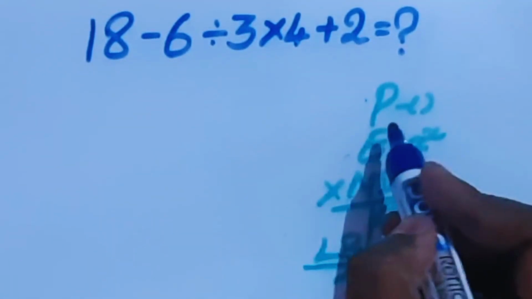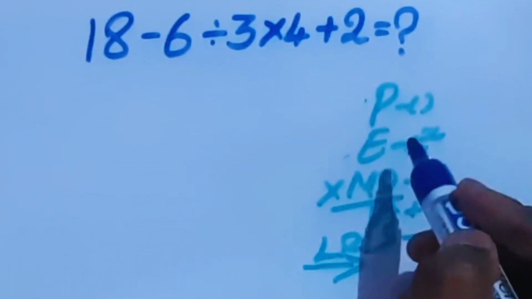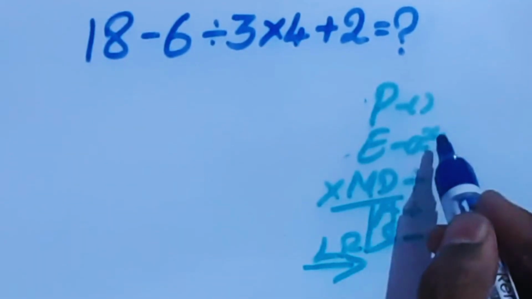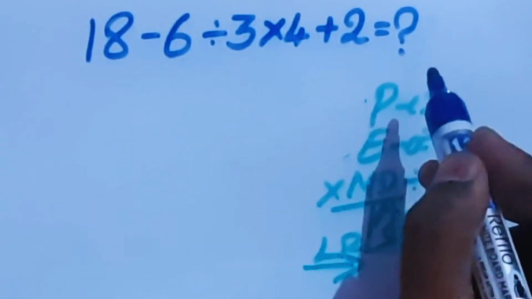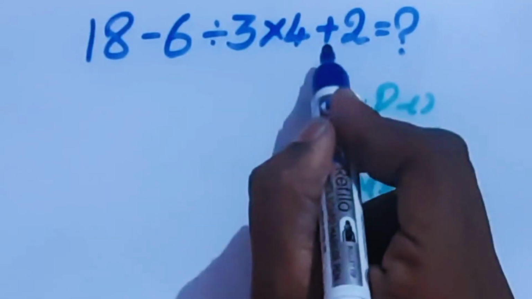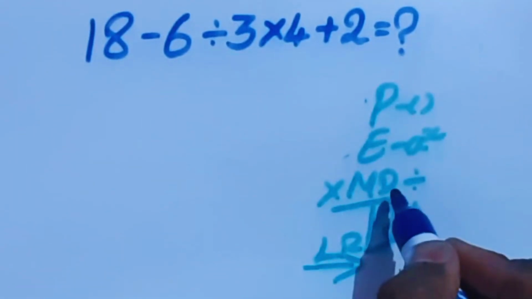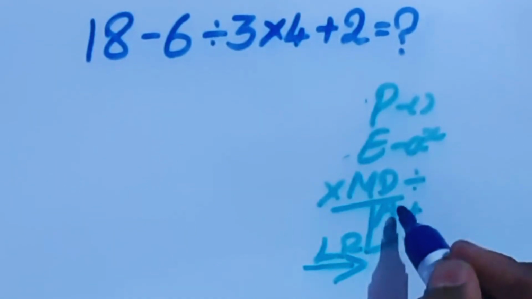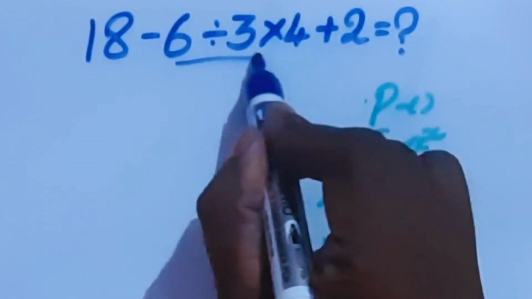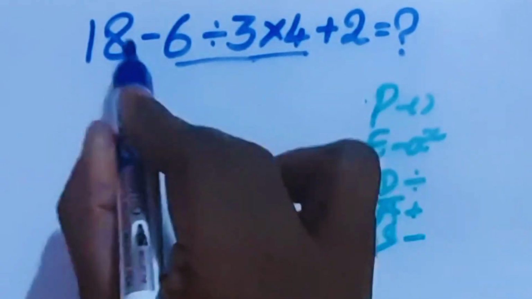Here, as per this PEMDAS, the bracket is higher priority than other operations. So we don't have a bracket in this problem. Next priority is the exponent. In this problem, we don't have an exponent. Here we have subtraction, division, multiplication and addition. Here, multiplication and division are equal priority. Also, this is higher priority than addition and subtraction. So we have to do this division and multiplication before this addition and subtraction.